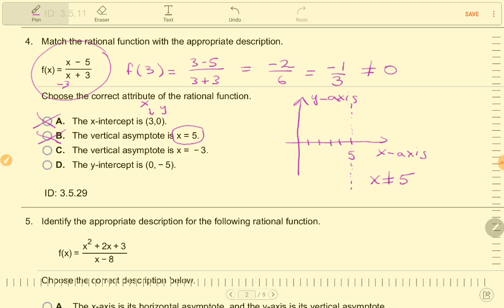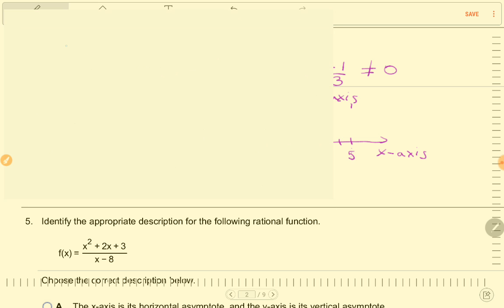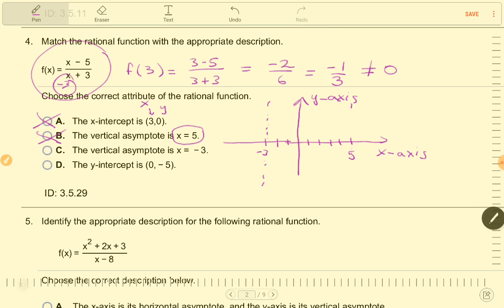The next one says the vertical asymptote is x equals negative 3. Now that makes sense because we can see we cannot allow x to be negative 3. So actually the vertical asymptote would be through here, not through here. Okay, so then this one seems good.